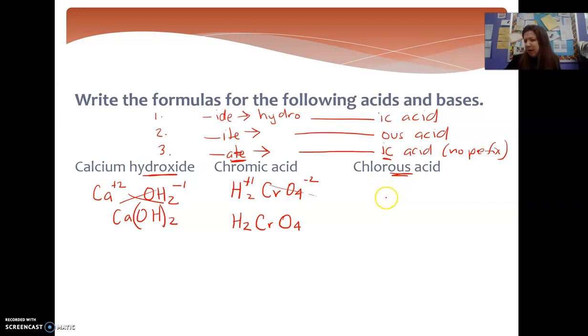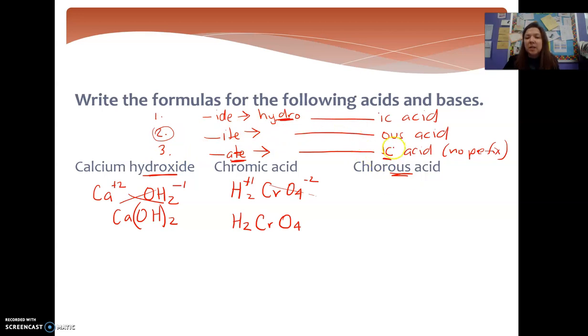Okay, and last but not least is chlorous acid. How are we going to write the formula for that? Look at your 1, 2, and 3 up here. It can't be number 1 because there's no hydro prefix. It's not hydrochlorous acid, so it can't be that. It ends in OUS, so it's going to be the number 2 rule.